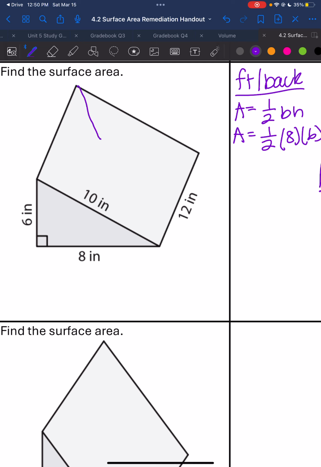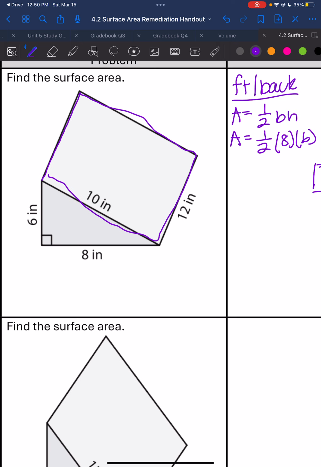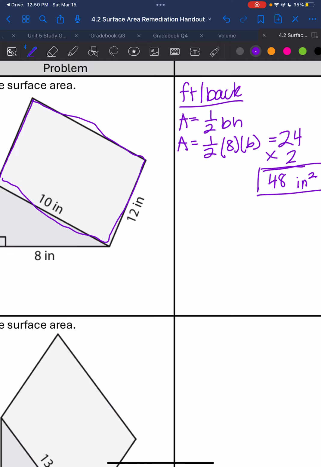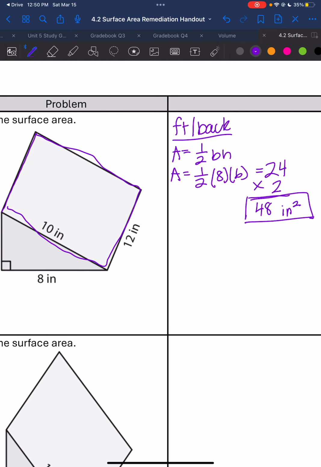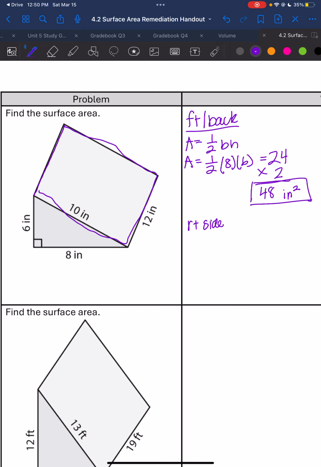So I know I have to find the left. Let me draw that better. I know I have to find the left and the right side. So first I'm going to start with the right side, which is right here. You can also call this the top if you want. It doesn't matter what you call what, as long as you're finding all of the sides and you're being consistent with your labeling. So I'm going to call this the right side. Now, the right side doesn't have any of the same dimensions as anything else. So this is not one we can just double to find another side.